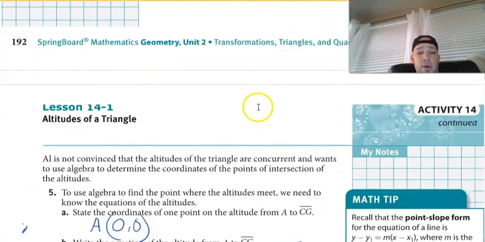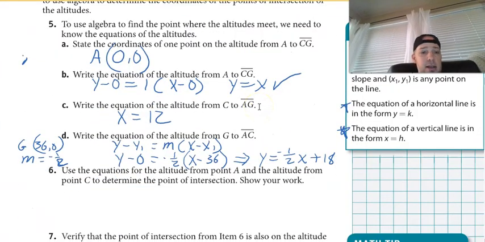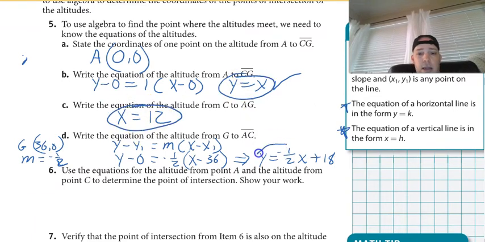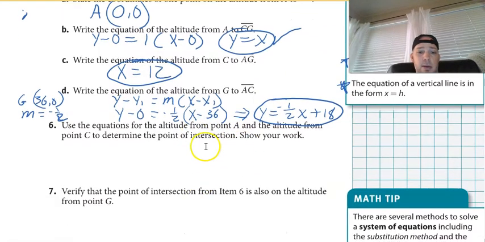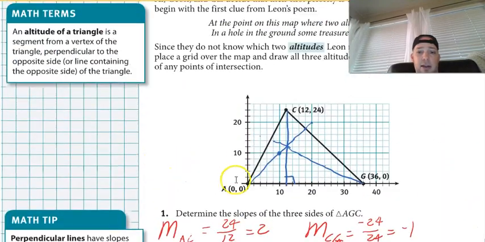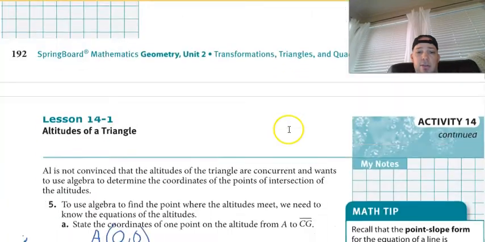Okay, so we got our 3 equations. Great. Looks like we have an equation here, here, and here. Now that we have these equations, we can find a point of intersection by solving the system of equations. So the altitude from point A and the altitude from point C, let's start with that one. That should be the easiest one. So this first equation and the second equation, let's use those two.